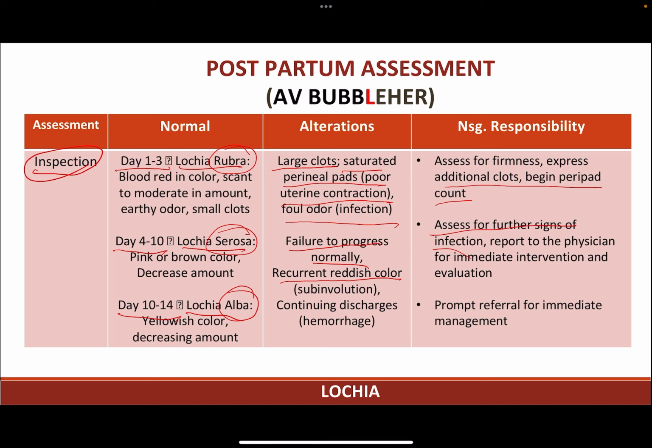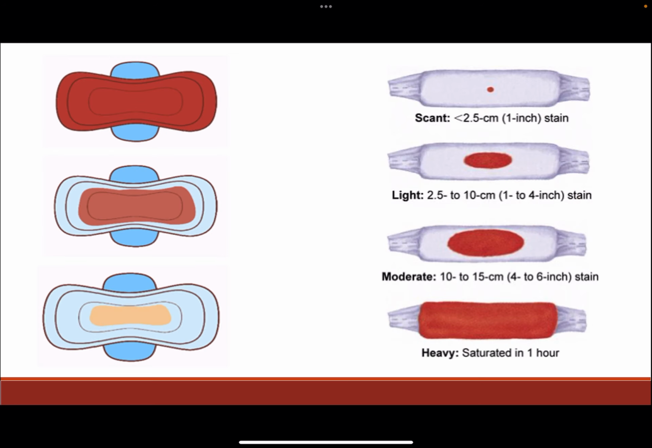And also in the alba, continuing discharges prompt the doctor for immediate referral or management. So these are the 3 types of lochia. We have the rubra, serosa, and the alba.